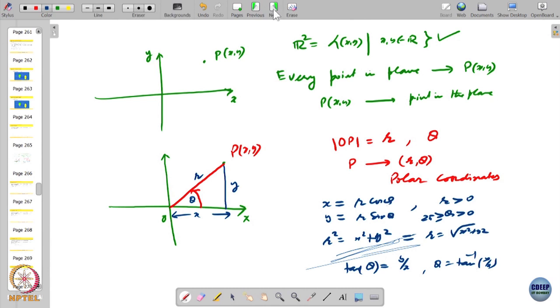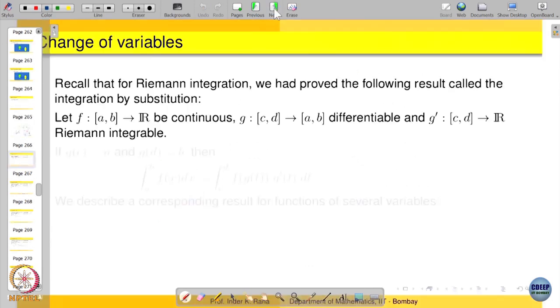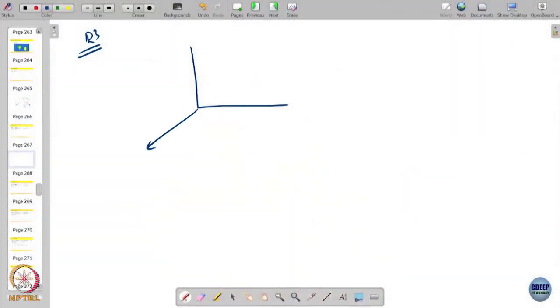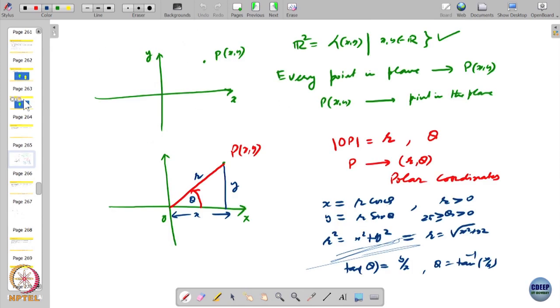Okay. Let us look at some more. So, this is in R2. Let us look at R3. By the way, these are polar coordinates, and I should have said that for every point in the plane you get r theta, a pair, and every r theta gives back you a point in the plane. So, that is a one to one correspondence, between the geometric object and that.